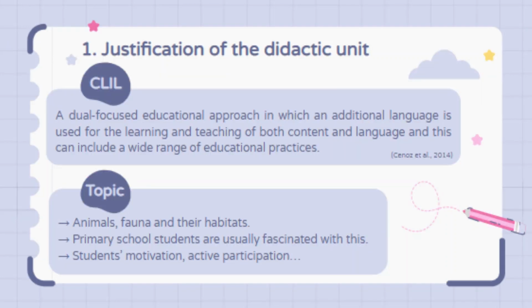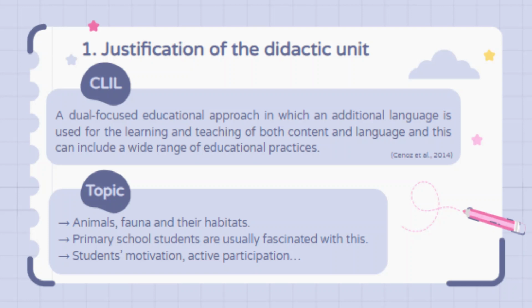To start with the justification of the didactic unit, we are going to begin focusing on content and language integrated learning. Anderstenos et al. in 2014 said this is a dual-focused educational approach in which an additional language is used for the learning and teaching of both content and language, and this can include a wide range of educational practices. They also explain that through content teaching, CLIL can develop higher-order language skills. This is a characteristic of CLIL in comparison with other types of language learning approaches, which are also content-oriented.